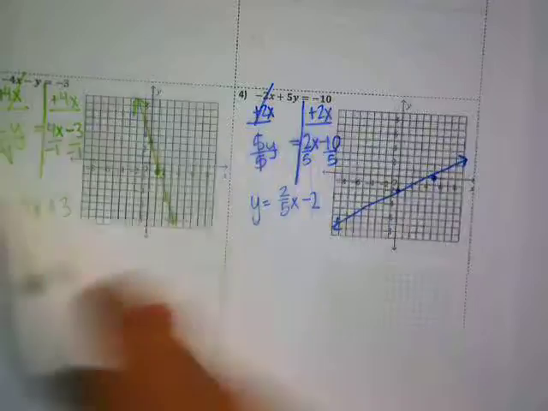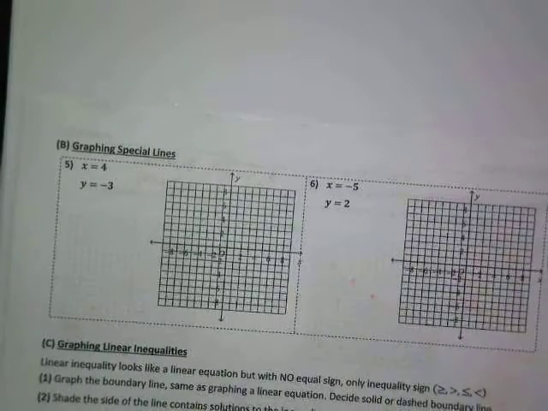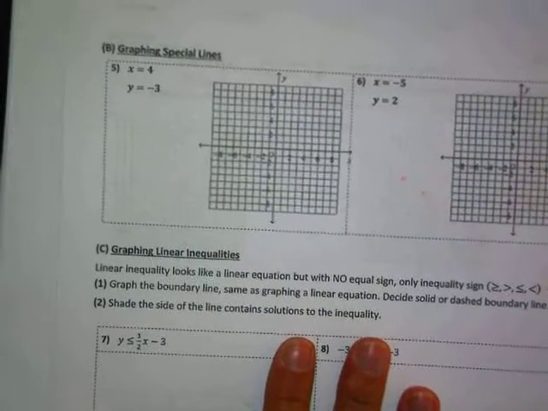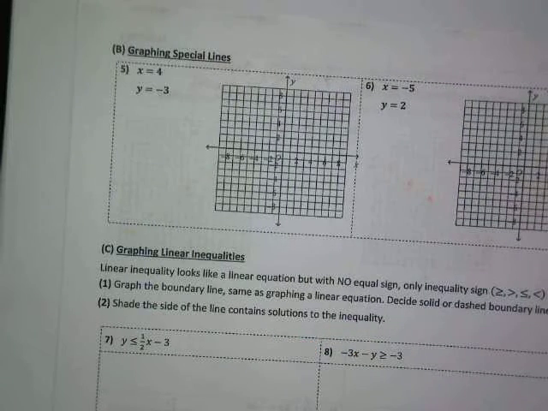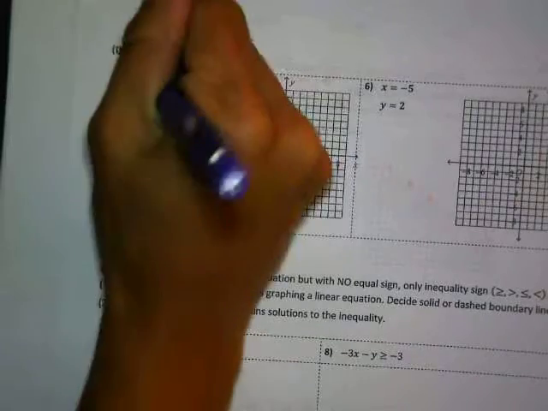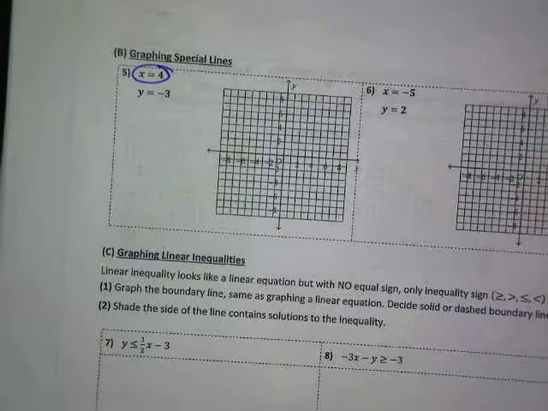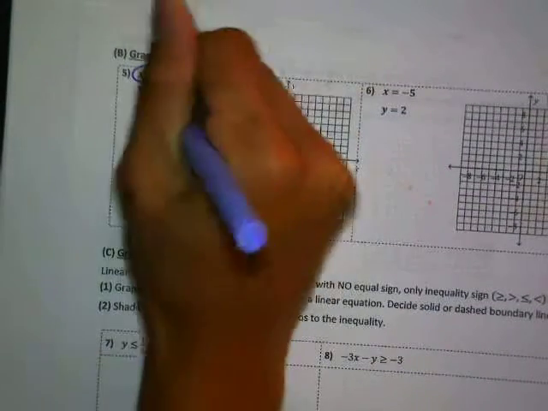Alright, turn it over on the back. If you're done with checking, we have to check this. Alright. Part B, graphing special lines. So this is going to be just like graphing your asymptotes. So you have x equals a number, and you have y equals a number.